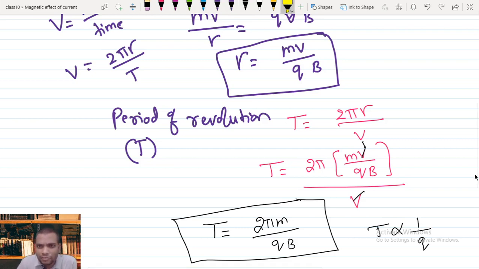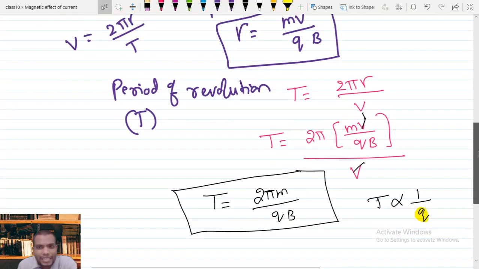Why am I stressing the magnitude of charge? Because later, if you compare, if you release in a magnetic field an electron, proton, deuteron, neutron, like that, these all have different magnitudes of charge. Now which will move fast, which will move slow, and which will move in a longer circle. To compare that, this kind of interpretation is very helpful. So the period of revolution for a moving charge in a uniform magnetic field t equals 2 pi m upon qB.